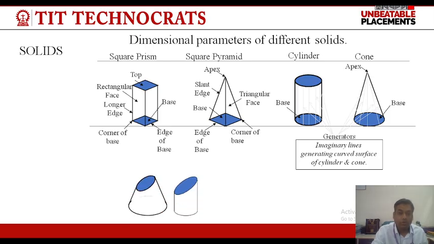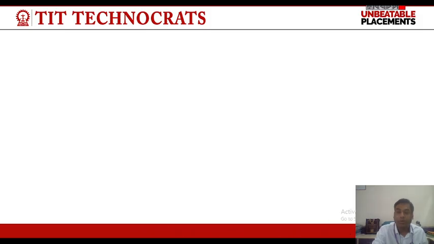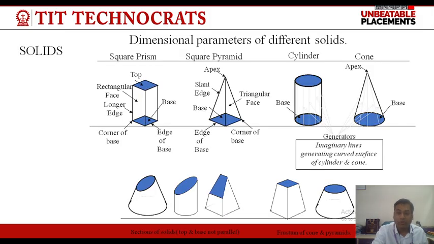Now if a solid is cut by a cutting plane at some angle, then the regular solids are called truncated solids. These are sections of solids of cone, cylinder and pyramid. And if we cut the cone, cylinder or pyramid by a cutting plane parallel to the base, then they are called frustum of solids. So this is frustum of pyramid and this is frustum of cone.